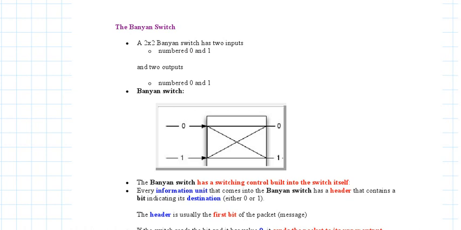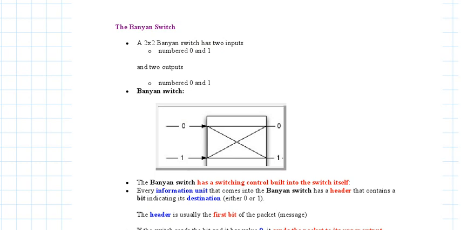So let's start with banyan switches, and this is the general structure of a banyan switch, where you can see that there are two inputs and two outputs. A 2 by 2 banyan switch has two inputs numbered 0 and 1 and two outputs numbered 0 and 1.